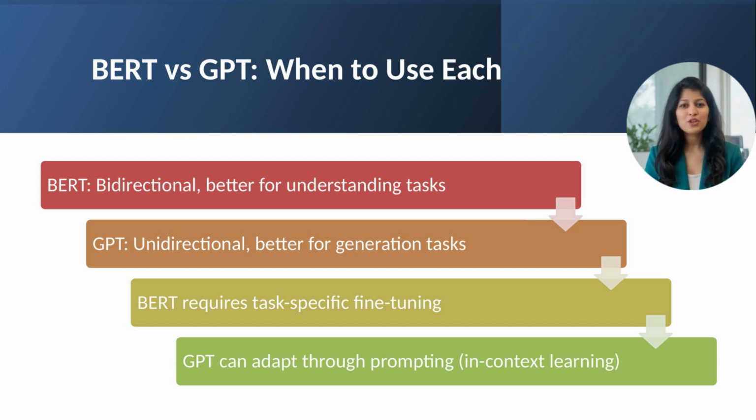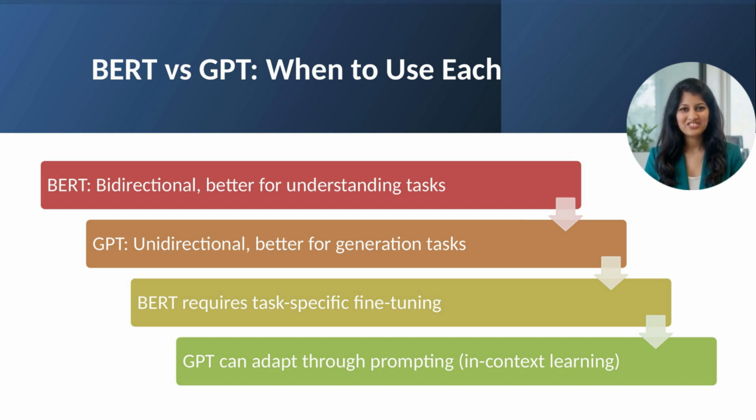Adaptation: BERT typically requires fine-tuning, updating parameters on task-specific data. This is effective but requires labeled data for each task. GPT, especially large versions like GPT-3, can adapt through prompting. Provide examples or instructions in the prompt, and the model adapts its behavior without parameter updates. This is incredibly flexible.